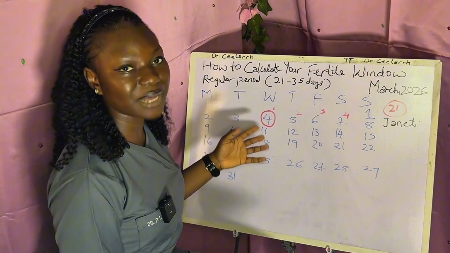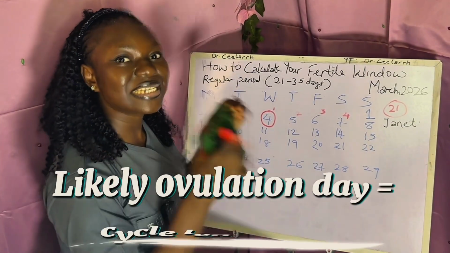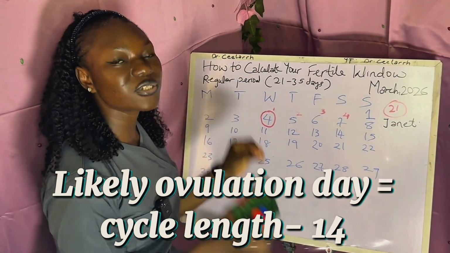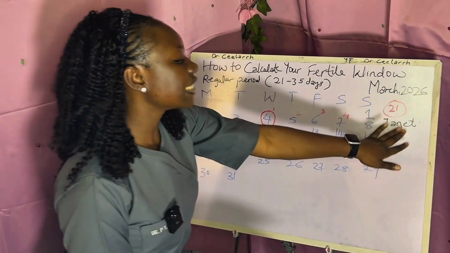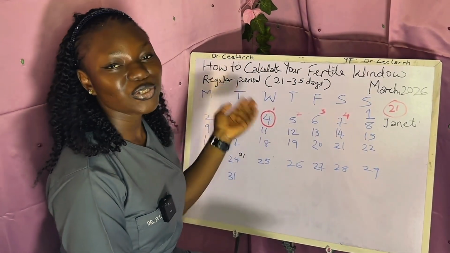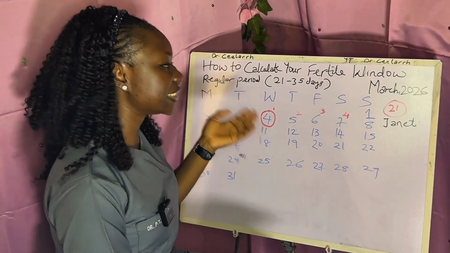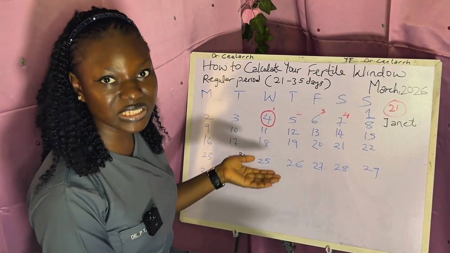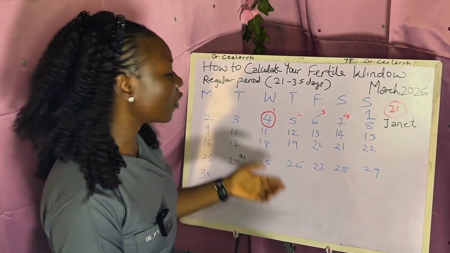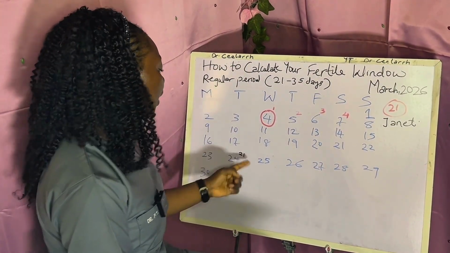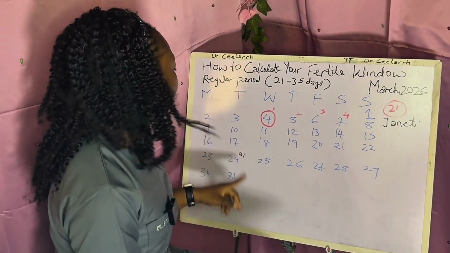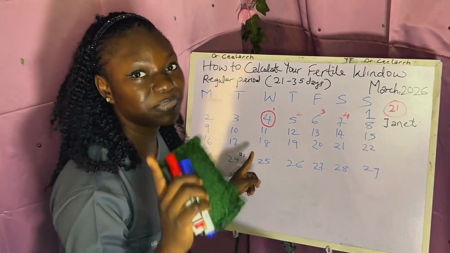And we have a formula. The formula is the cycle length minus 14. So Janet has a cycle length of 21 days. So to get her likely ovulation date is simply 21 minus 14. And then we'll get the length. Or you could simply count backwards. But in counting backwards, you have to be very careful, because we said 14 days before that cycle.